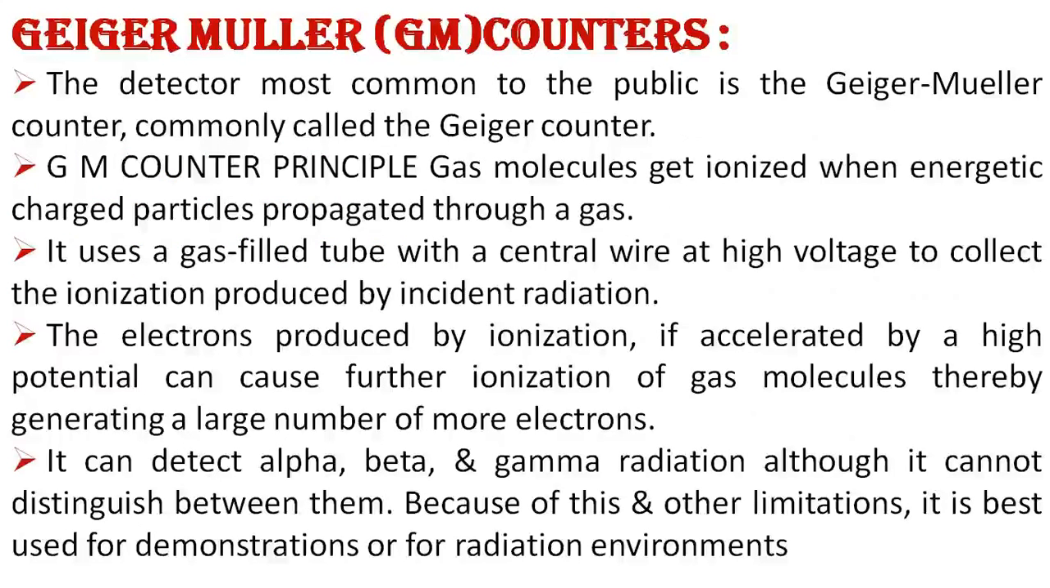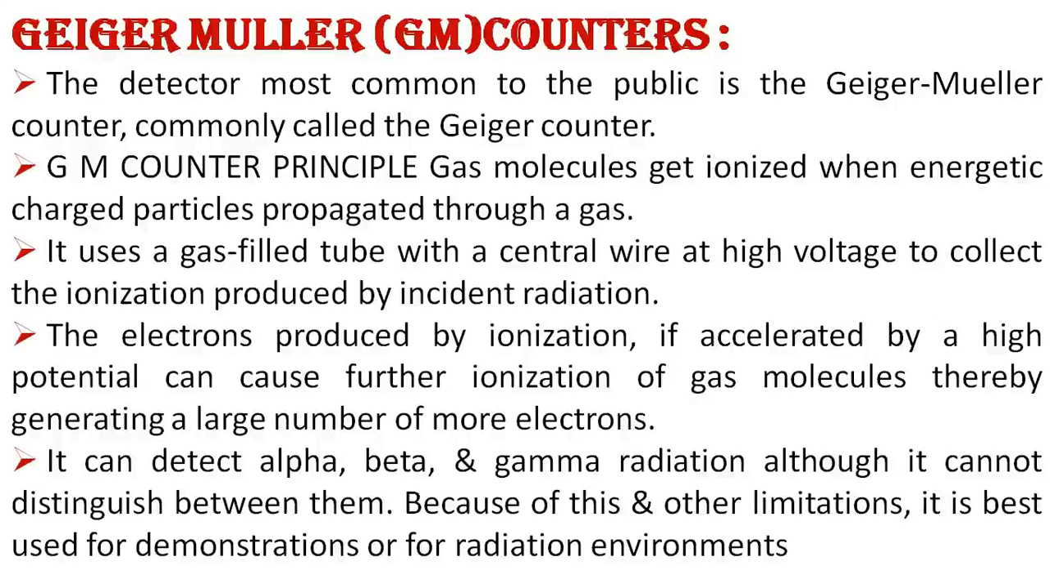The first one is the GM counter. The detector most common to the public is the Geiger-Muller counter, commonly called a Geiger counter. GM counter principle: gas molecules get ionized when an energetic charged particle propagates through a gas. It uses a gas filled tube with a central wire at high voltage to collect ions produced by incident radiation.